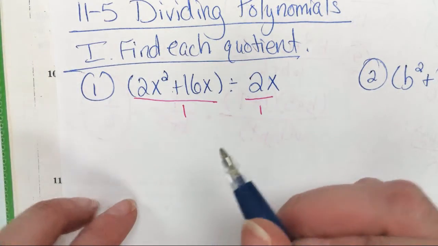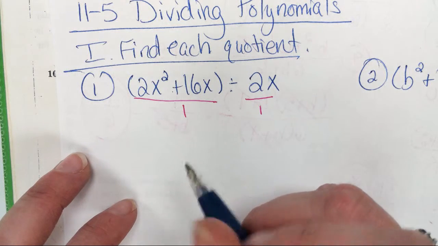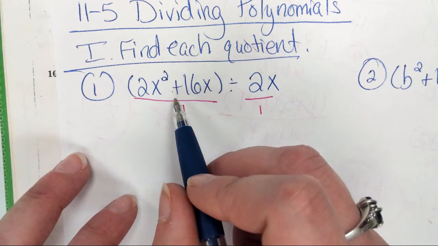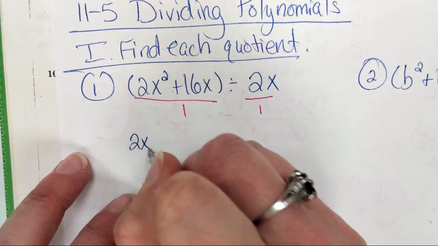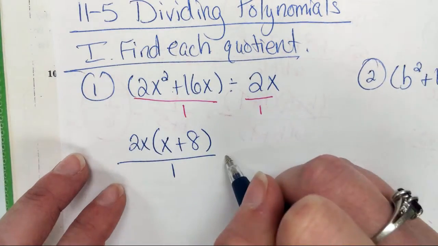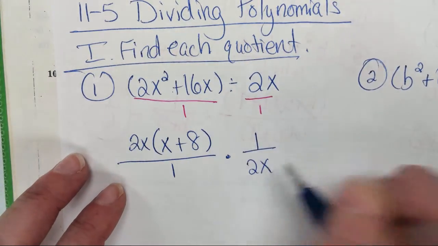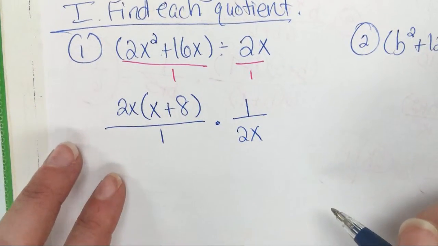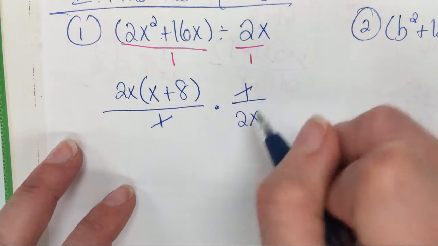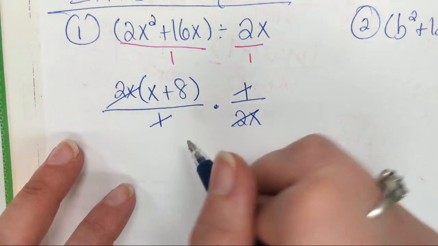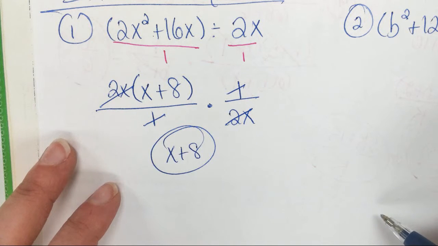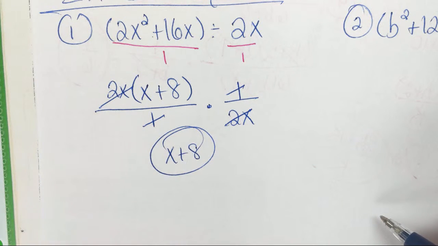Alright, so what can you do? When you factor it, I can factor this one, right? This one has a GCF of 2x. They both have an x. So 2x will leave me with x plus 8 over 1. And then somebody said keep, change, flip. So what do you see? Cross out the 1s and the 2x's. Very nice. So the only thing left is the x plus 8 on the top. Y'all okay? Alright. That one's pretty easy.